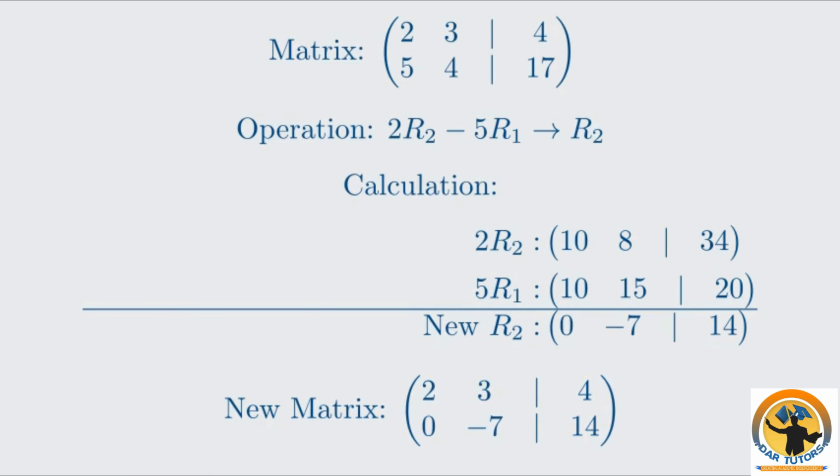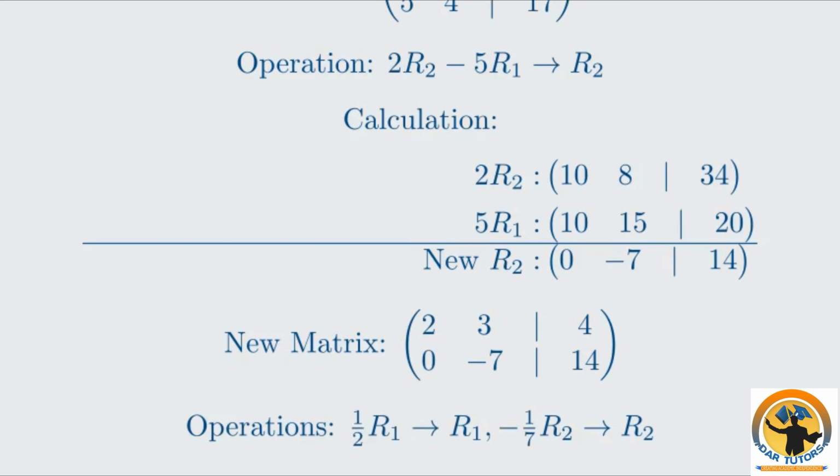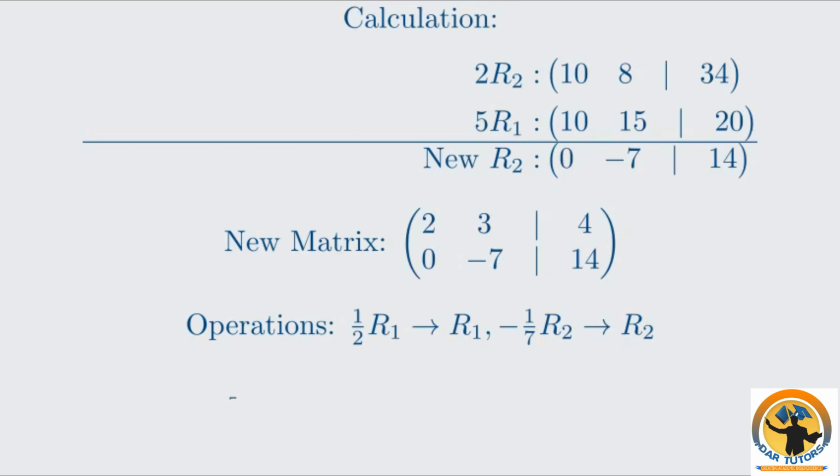Now let's simplify the rows. We can divide the first row by 2 and the second row by -7. We perform the operations 1/2 r1 arrow r1 and -1/7 r2 arrow r2. The first row becomes 1, 3 over 2, 2. The second row becomes 0, 1, -2. This is our simplified matrix.